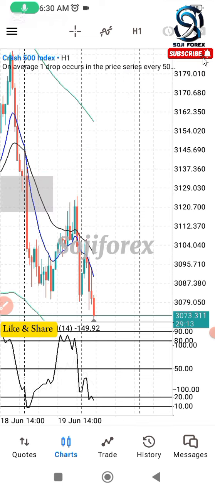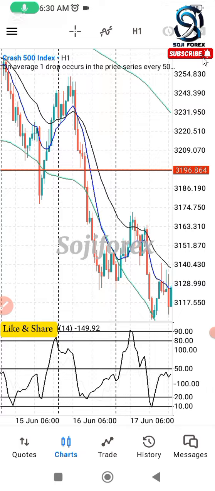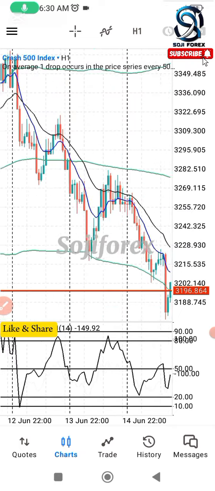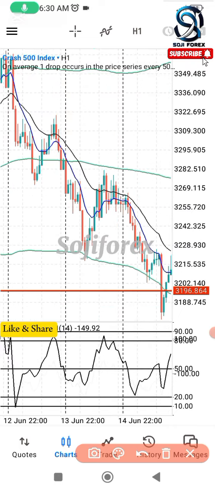This is how powerful and accurate this particular system works. Let me show you. This is Crash 500. Let's go back. Look at this. Price came all the way down here. Can you see this? Then you be patient.